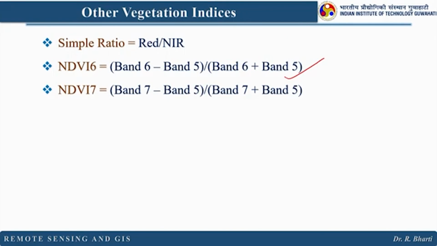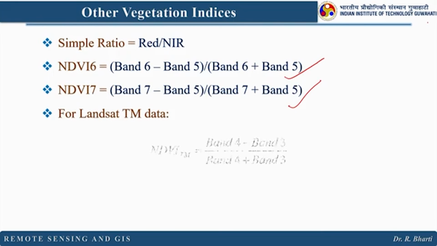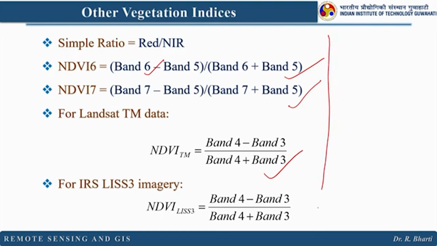Now, there are other vegetation indices like the simple ratio, ratio by NIR, NDVI 6 where this is the combination, then NDVI 7 where this is the combination, for Landsat TM data. This is the equation. Here you may notice there are numbers written, but in NDVI I have written infrared and red band. Why? Because if you write infrared and red, then you have a duty to identify which band of your sensor belongs to that particular wavelength region.